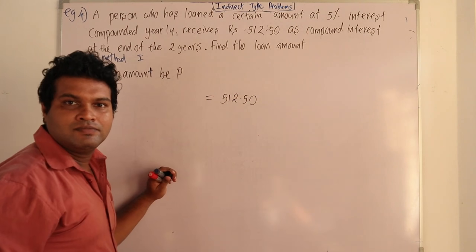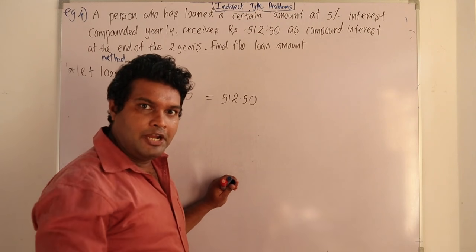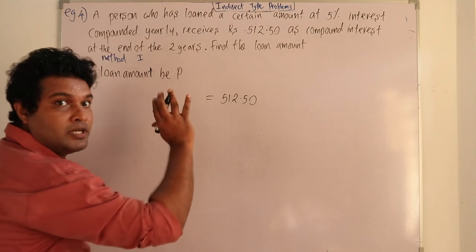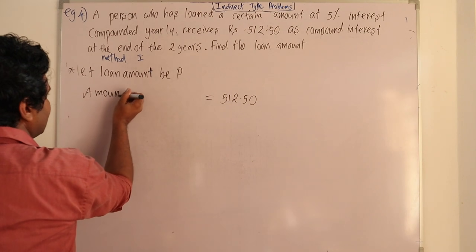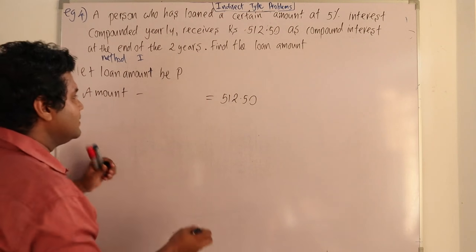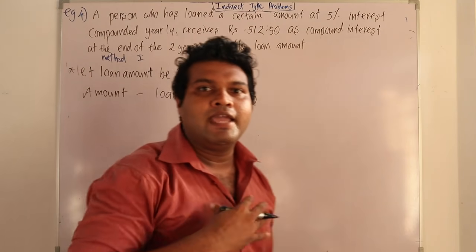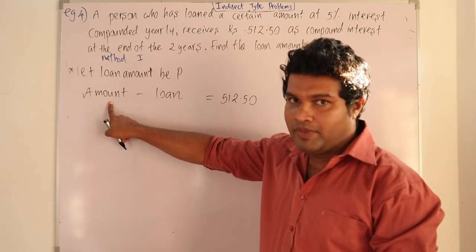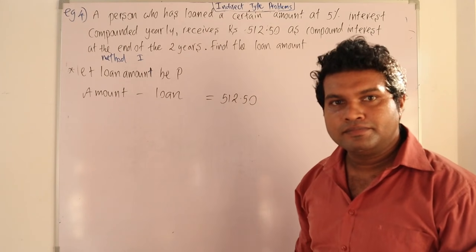How to find this? Generate the idea. Don't go to solve the problem directly. The idea should be to get the total interest amount. From the amount, we have to subtract the loan. Am I correct? Because if you subtract the loan from the amount, the total interest is coming.